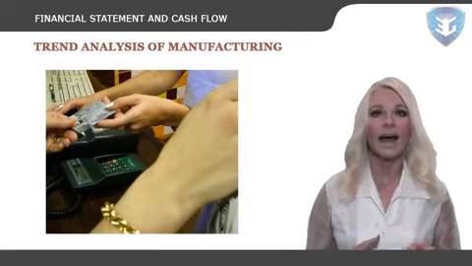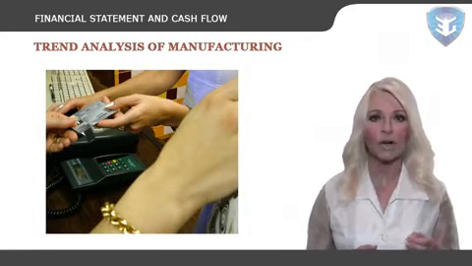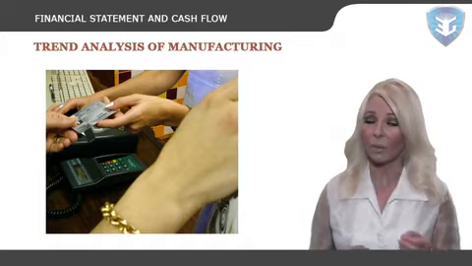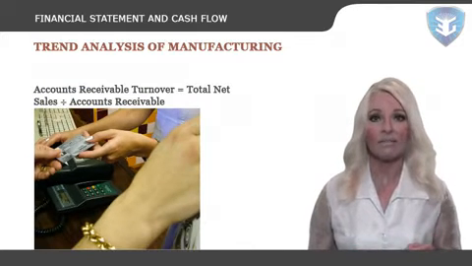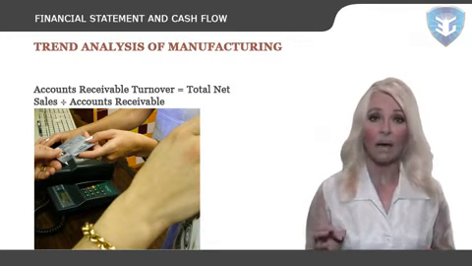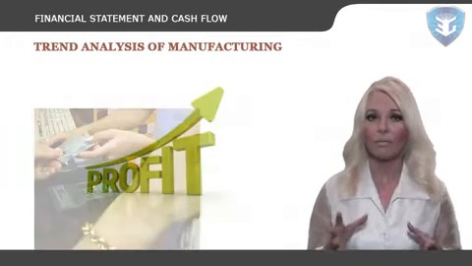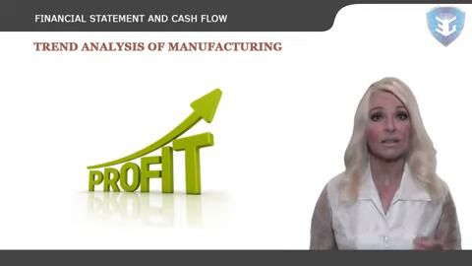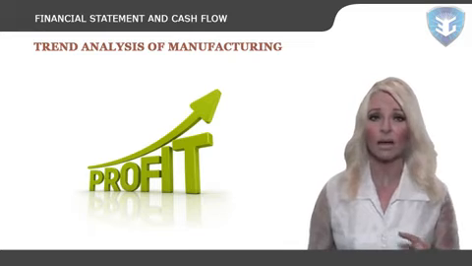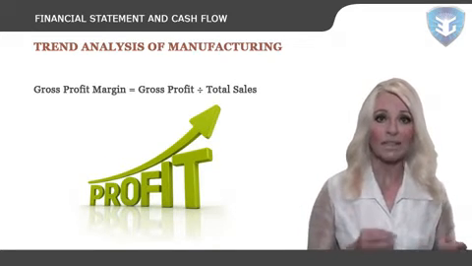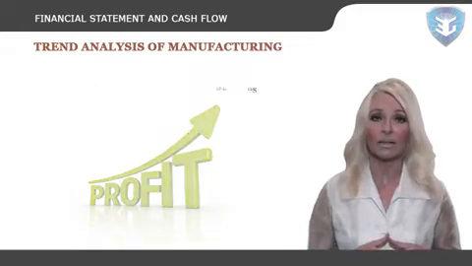3. A high accounts receivable turnover indicates that the company is able to receive cash from sales to its customers relatively quickly. Accounts receivable turnover equals total net sales divided by accounts receivable. 4. The higher the gross profit margin, the more profit the company makes from its products. Gross profit margin equals gross profit divided by total sales.